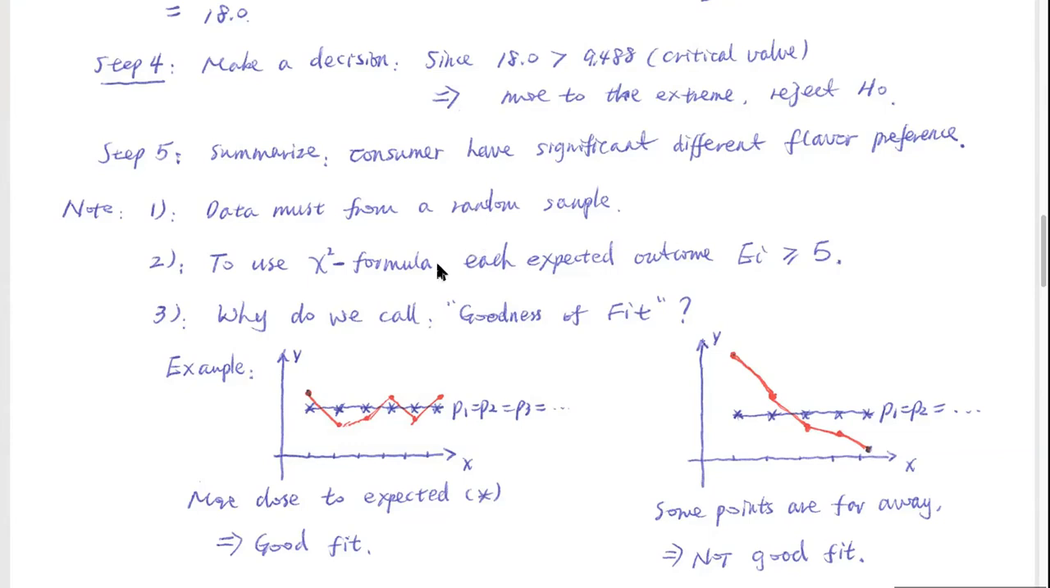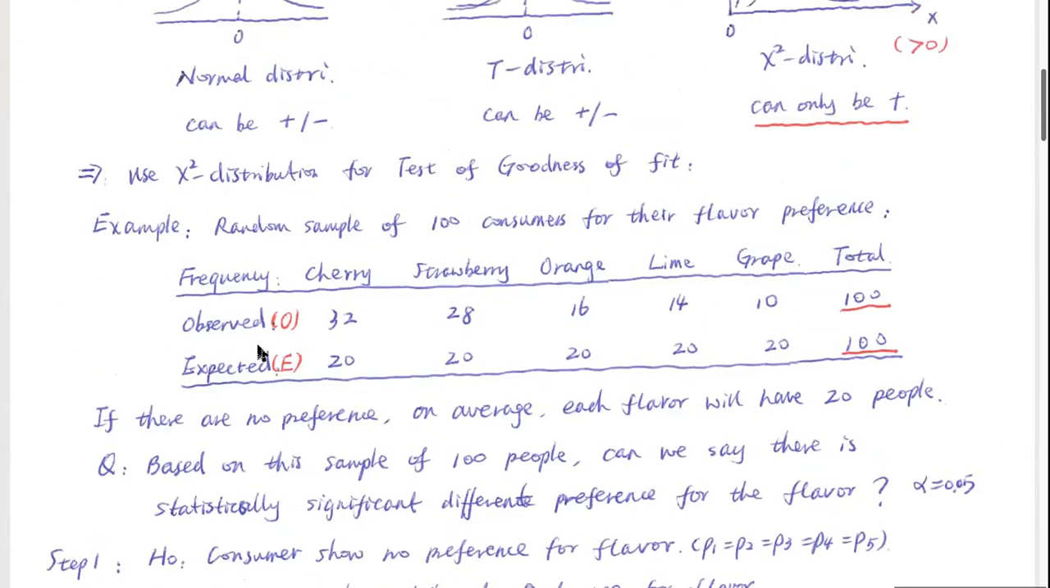Now, second one: to use the chi-square formula, we usually require each expected outcome, E_i here. So what is E_i? Let's go back to here. We have the observed, which is what we find out from the data. What we find out from expectation, expected, is E1, E2, and so on. Remember, how do we get this one equal to 20? Because altogether we have 100 people. If we assume all of them have an equal preference, they are divided into 5 equal groups, each group 20. That's where the 20 comes from.